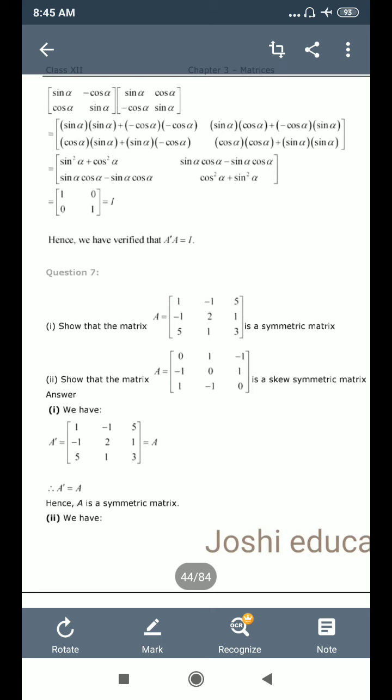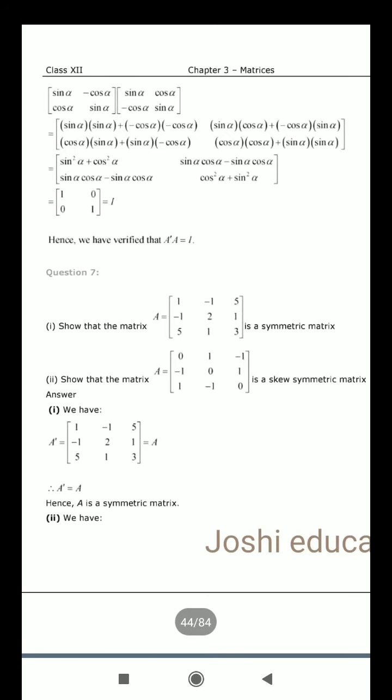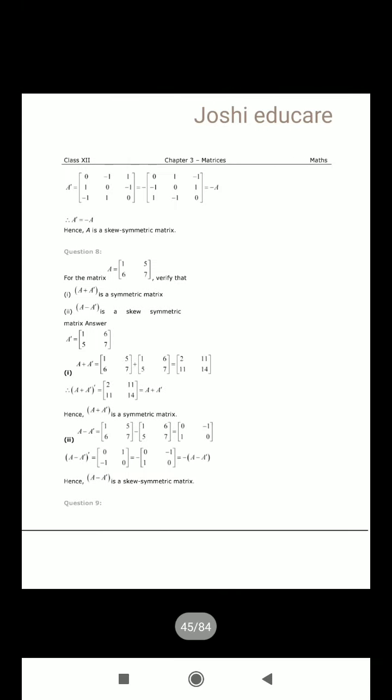So how to solve for symmetric matrix? We'll take transpose of matrix. If you get the same matrix again, you can say it is a symmetric matrix. Such a simple question. Second part, show that this is a skew symmetric matrix. So skew symmetric matrix, we'll take the transpose of it. If transpose of a matrix becomes equal to negative of matrix, then it will be a skew symmetric matrix.